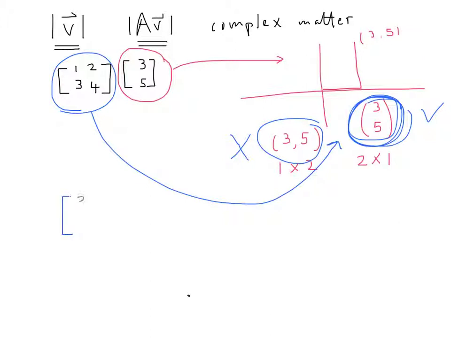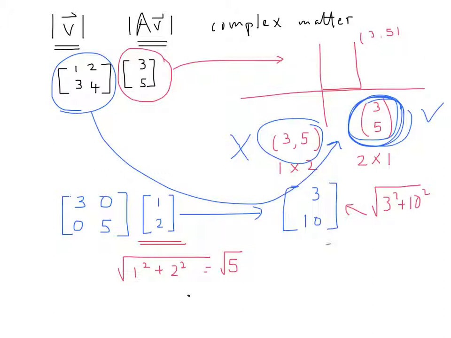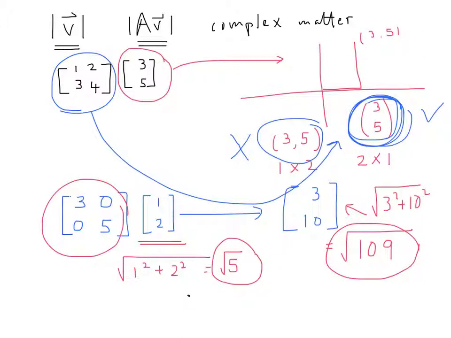Let me give you a matrix 3, 0, 0, 5, and let it act upon the vector 1, 2. Now where does this send it? It sends it to 3, 10. Now what's the size of these vectors? This vector has size square root of 1 squared plus 2 squared, which is equal to square root of 5. This vector has size square root of 3 squared plus 10 squared, equal to square root of 109. There really is no relationship between this and this, that's meant to be obvious.